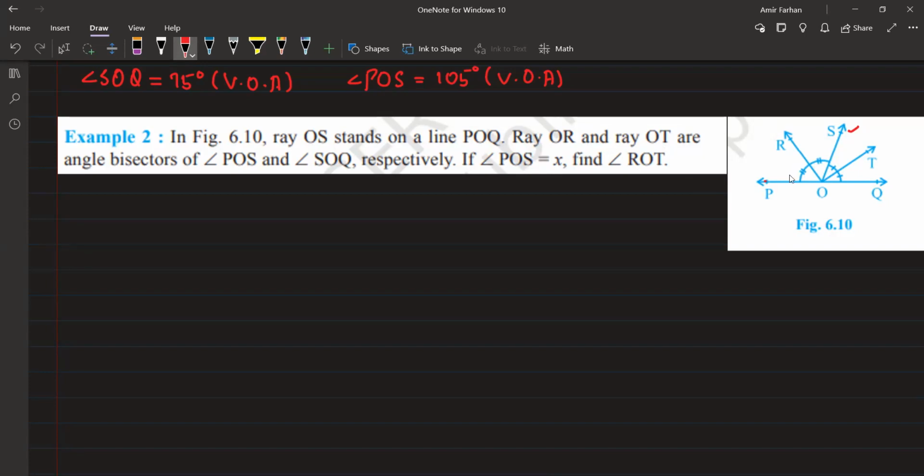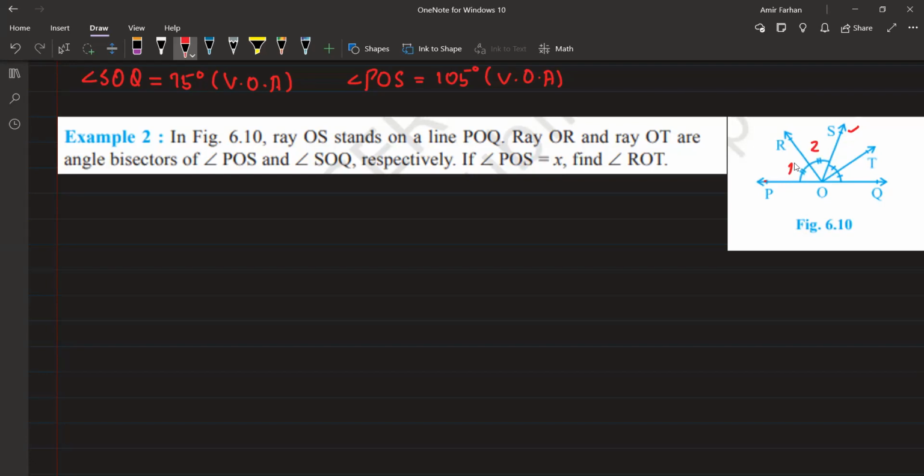Yes or no? Yes. Why? Tell me the reason why. I've given the reason in the same statement, but you are not able to hear it. Why, dear? The angle bisector means it divides the angle into two equal parts. Clear? Yes. So the question is saying that POS is the angle and OR is the angle bisector, which means angle POR, which is angle 1, and angle ROS, which is angle 2, are equal. Both the angles are equal.